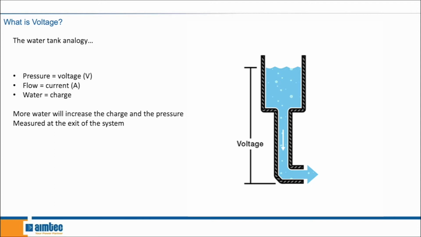In this case, we would be looking at the pressure, and the amount of pressure within the water tank is the amount of voltage that we have. So the greater the pressure, the higher the voltage. Said differently, voltage is the measure of electric pressure that forces electrons to flow through a circuit. If we increase the amount of water in the tank, this will actually increase the charge and the pressure.